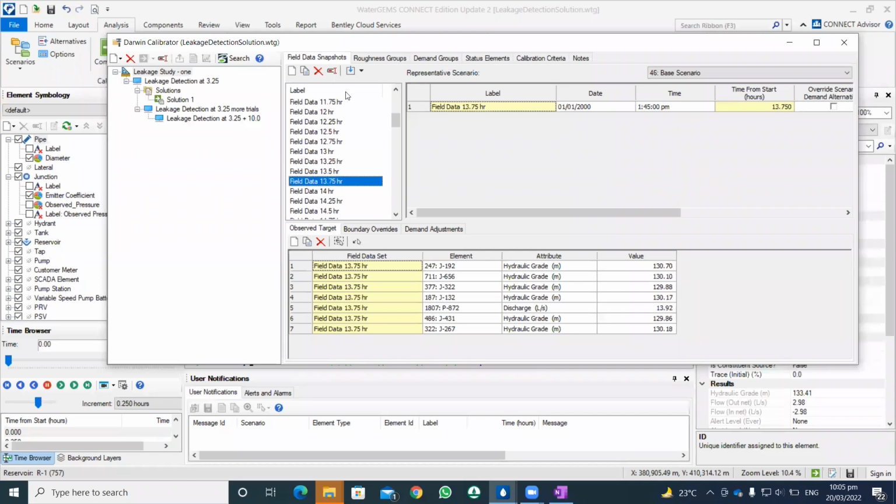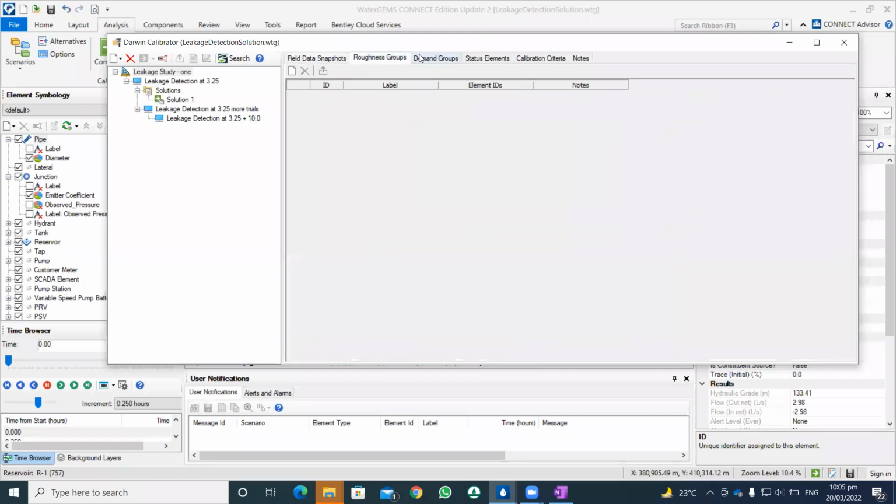After entering this type of data, here I just want to find the leakage. I will also show you the roughness group. Basically, the roughness group we use to find the C factor or the Darcy-Weisbach roughness coefficient, in order to determine the rusting of a pipe as well. But here I just want to find the leakage in a pipe.